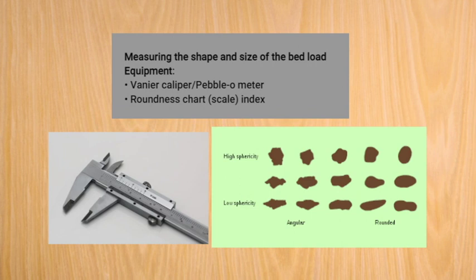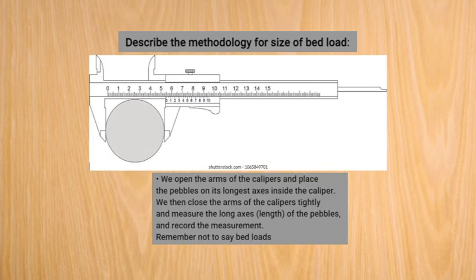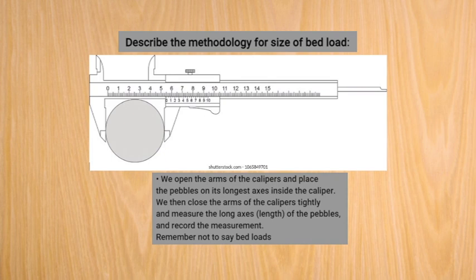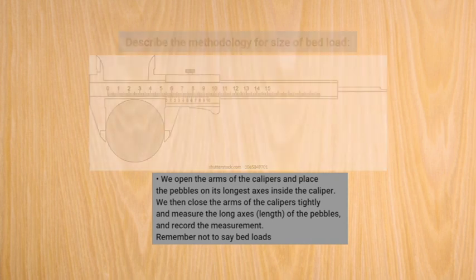We will now look at how to measure the size of the pebble. Remember, you may be required to give both the method of selecting bed loads and the method of determining the size and shape of pebbles. How to measure the size of pebbles? We open the arms of the calipers and place the pebble on its long axis inside the caliper. We then close the arms of the caliper tightly and measure the long axis of the pebble. We record the measurement, and remember not to say bed loads but pebbles.